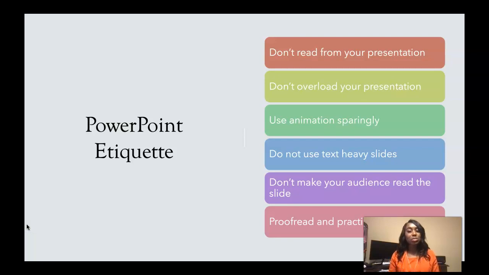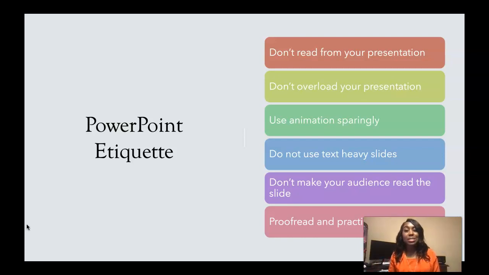All right, let's first address PowerPoint etiquette. Some of the big things that you want to do as you design your PowerPoint presentation is to remember your audience, and to remember, don't read from each of your slides. Don't sit there and stare at the screen and read from the slides. Make sure you make eye contact and engage with your audience.